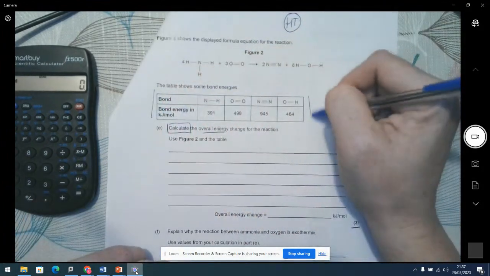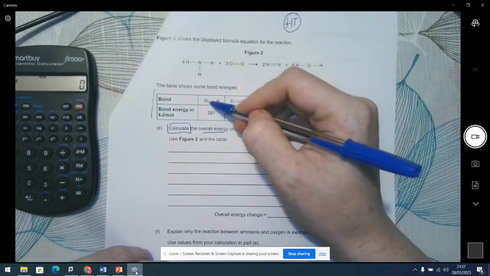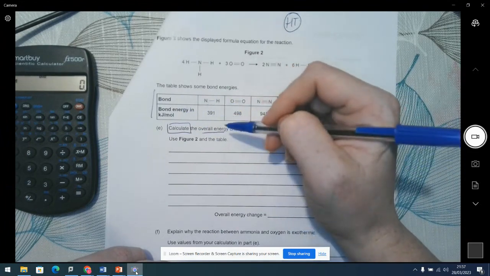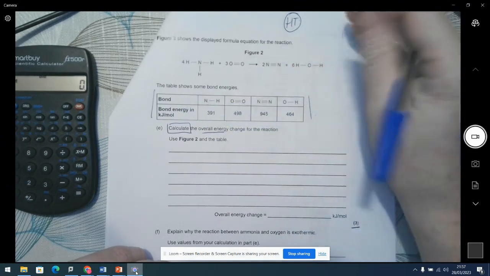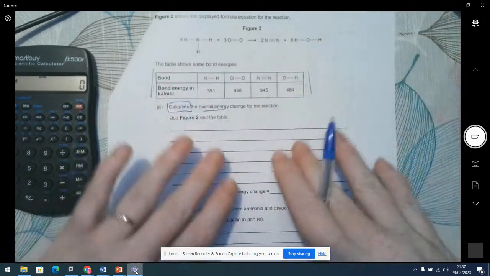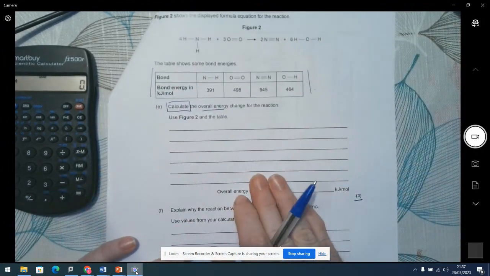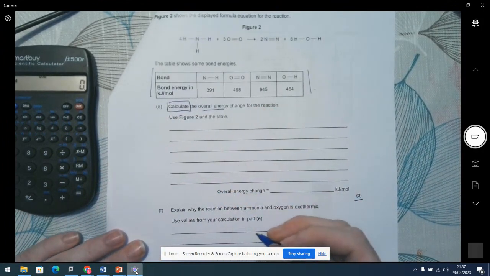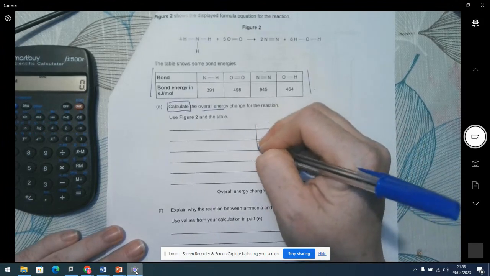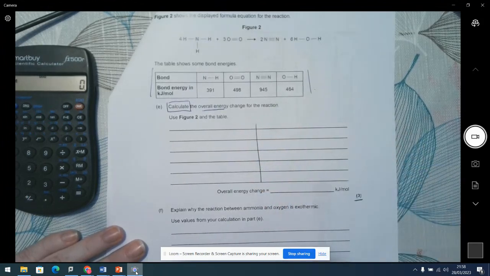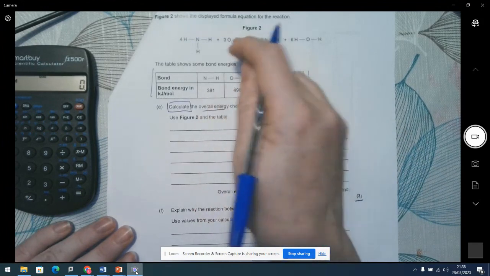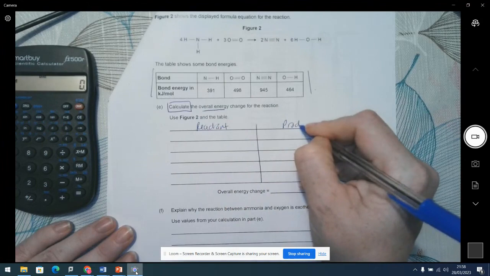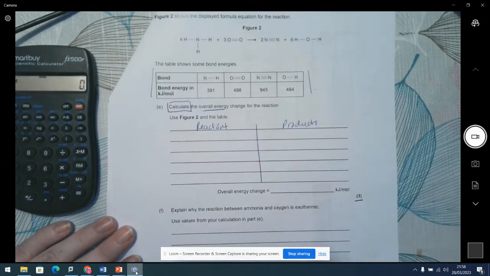And then you're provided with a table that tells you the value of one bond. So if I've got an NH bond, one NH bond has a value of 391. Okay, so I always lay these questions out in the same way, and I think it's important to do that for the examiner. It just explains your reasoning. So what I always do is I always split the lines into each half. So we're looking at the reactants on this side, and we're looking at the products on this side.